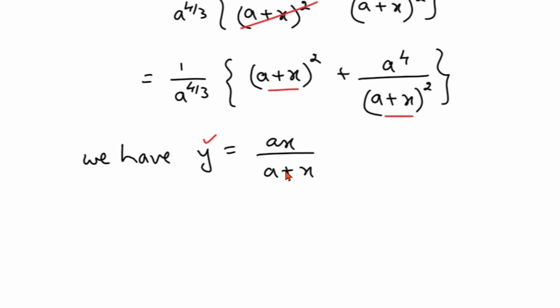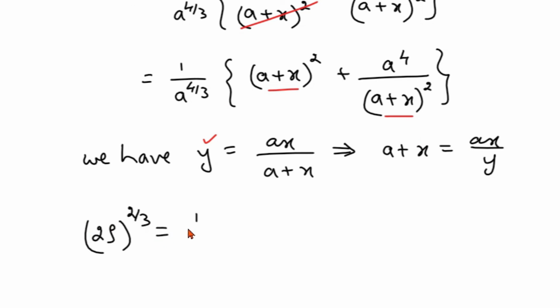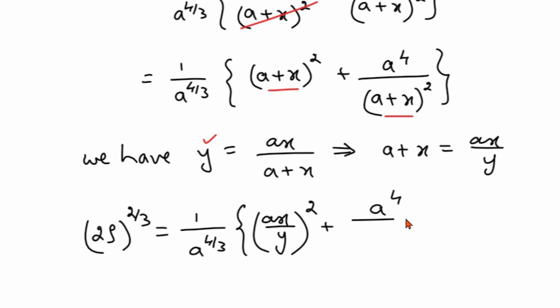So just try to cross multiply this one. If we cross multiply, we'll be getting a plus x equal to ax by y. So in place of a plus x, you can replace the value as ax by y. Therefore we have 2 rho to the power of 2 by 3 is equal to 1 by a power of 4 by 3, (ax by y) whole square, plus a power of 4 divided by (ax by y) squared.